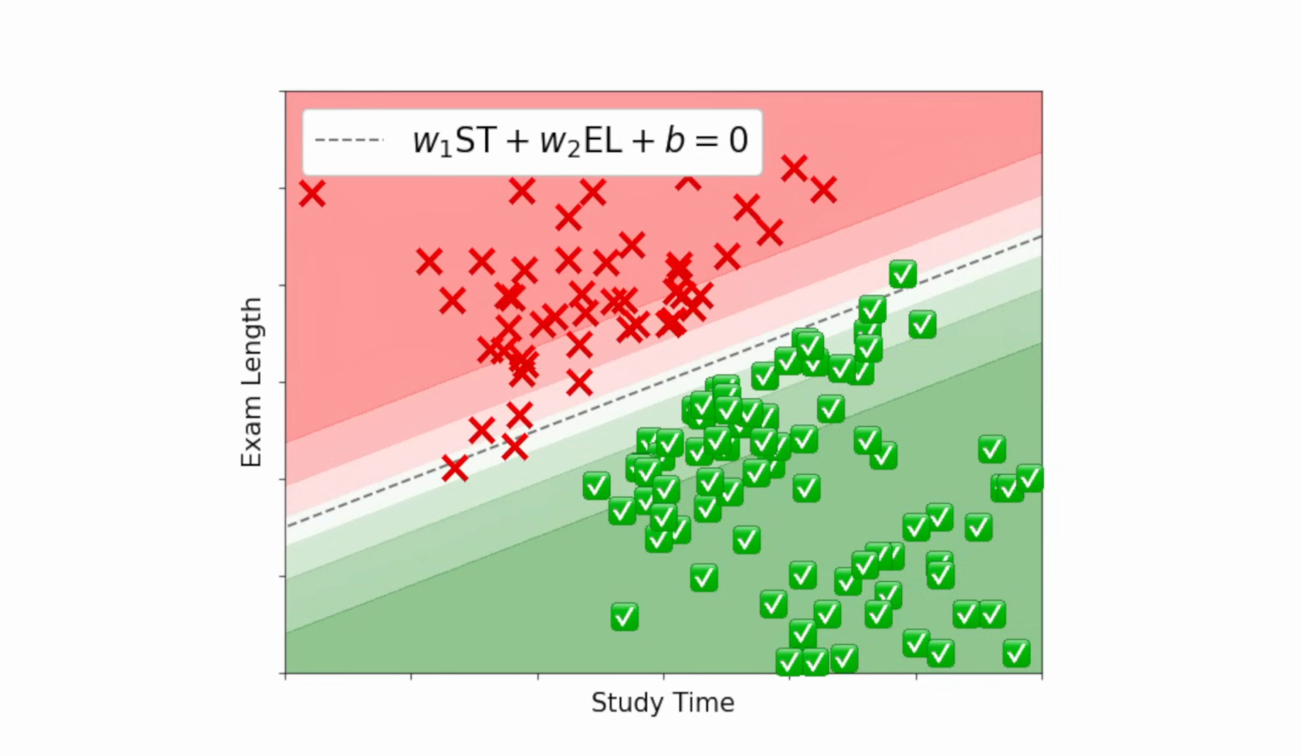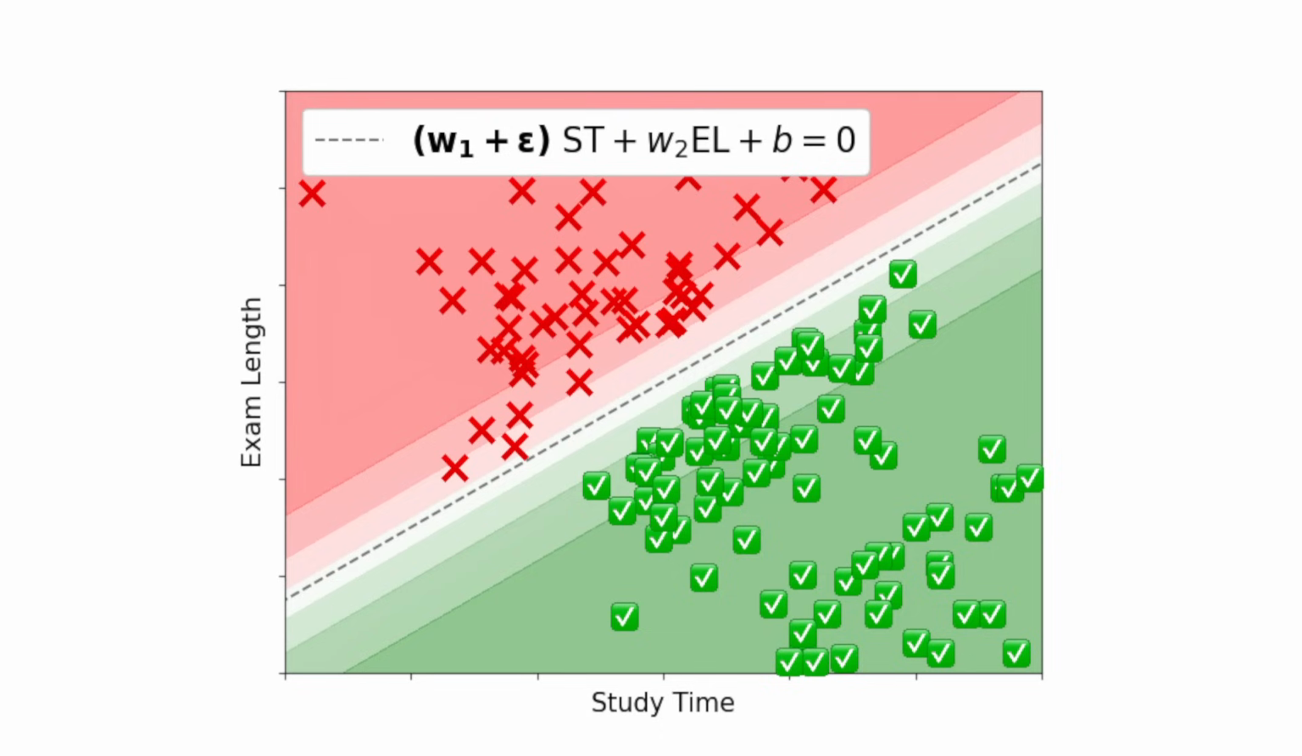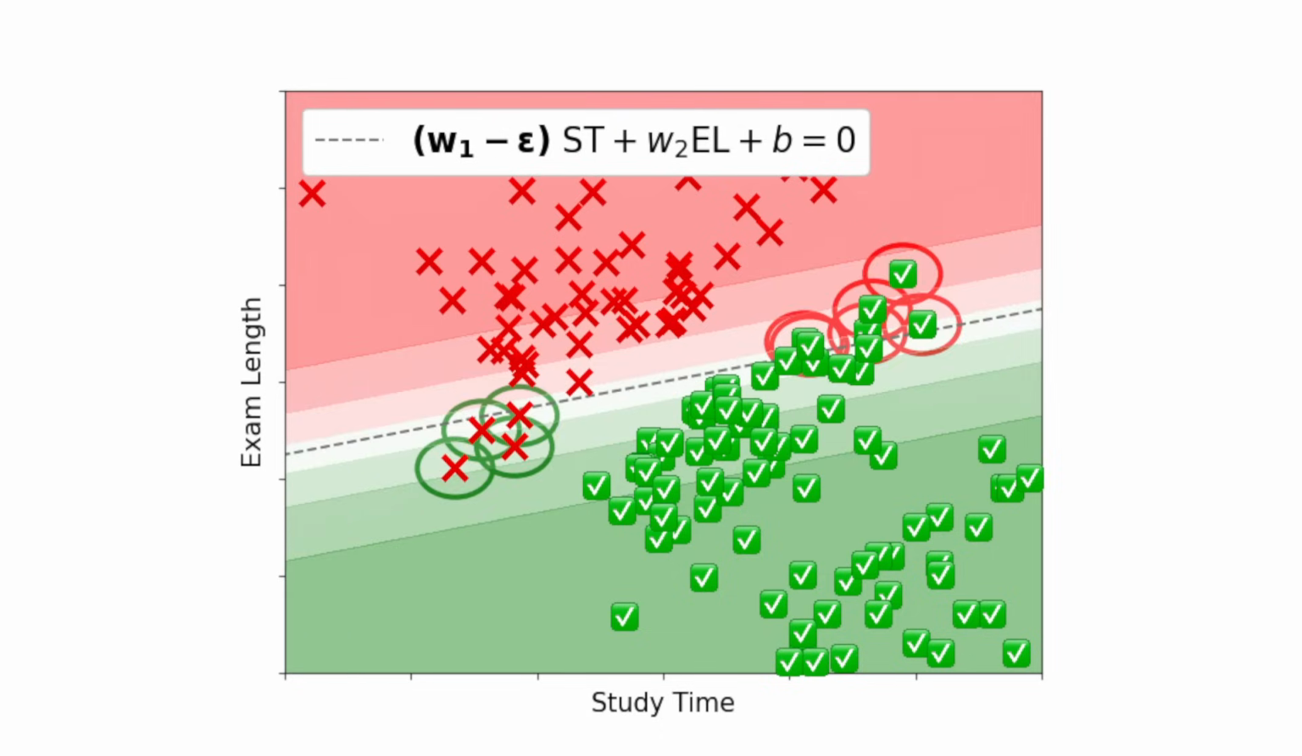Notice that if the threshold is in a position where students that failed the exam are on the right, or students that passed are on the left, it's making mistakes. Since there are three parameters that determine the position of the line, one simple thing we can do is to increase or decrease each of them to see if that reduces the number of mistakes. For example, we could increase W1 by a tiny amount, let's call that amount epsilon, or decrease W1 by that same tiny amount, and we can compare the two.